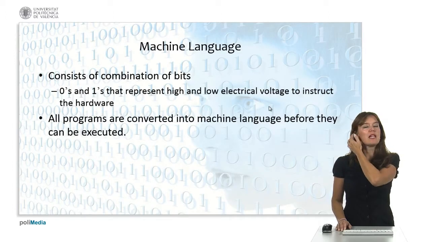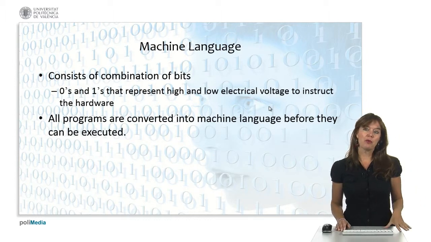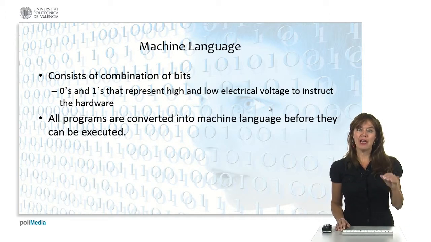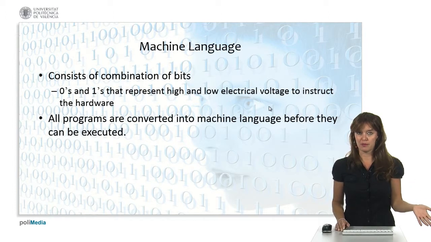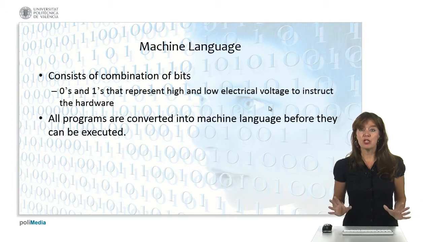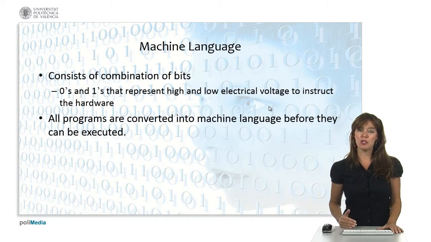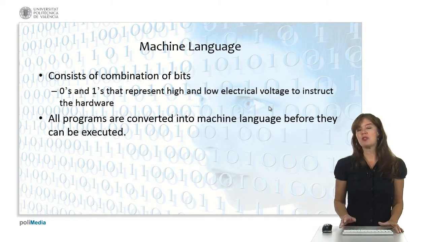Machine language is the language that the machine can read. It's a combination of bits. We've already seen bits are zeros and ones. At the hardware level, they represent high or low electric voltage to instruct the hardware what to do. So machine language is a combination of 0 and 1 bits that tell the machine what to do. Eventually, all programs that are executed by a computer are converted into machine language before they can be executed. So machine language is obviously not something that humans write or read.